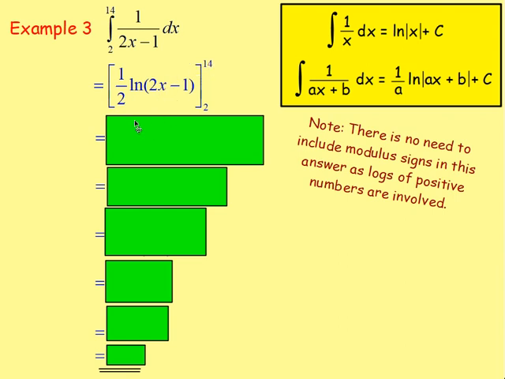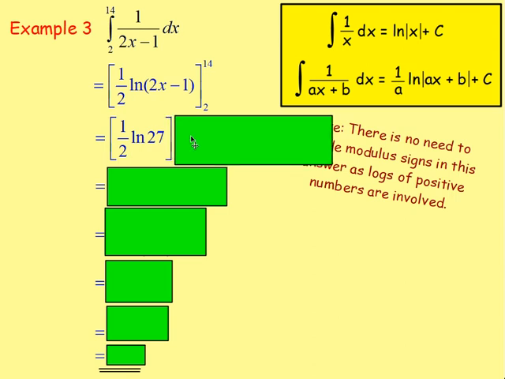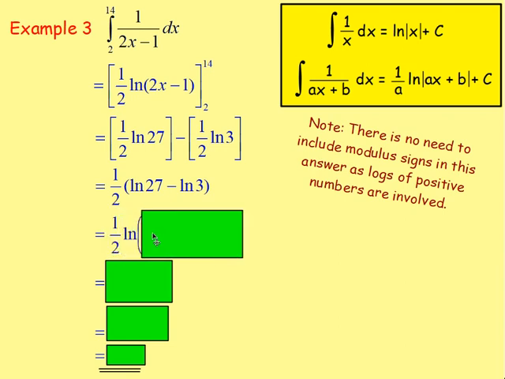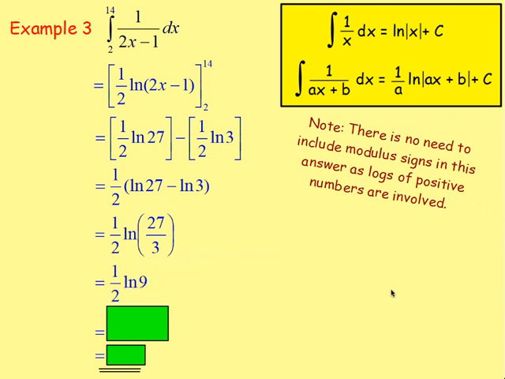So from there, sub in the 14 in place of x, so it's a half times ln, works out to be 27, 2 times 14, take away 1. Take away a half times ln, sub in the 2, 2 times 2, take away 1, and it'll be a half ln 3. After that, you've got a half ln, take away a half ln, you've got half as a common factor, so take that out. And it would leave you with ln 27, take away ln 3. Think back to your log rules. If it's ln a take away ln b, you can write that as ln and then in brackets a over b. So you can divide them. So here you can write that as a half times ln and just do 27 divided by 3. And we all know 27 divided by 3 is 9, so it's a half ln 9.